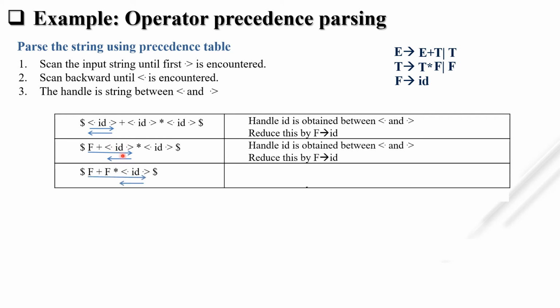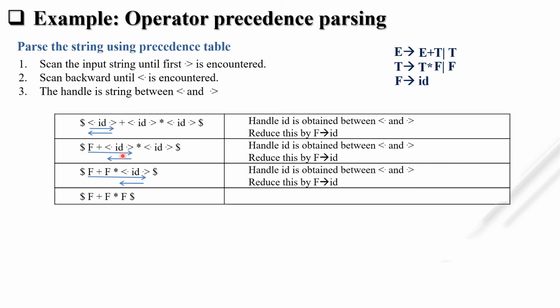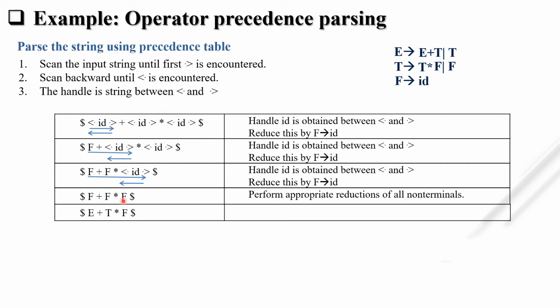Similarly we do for this last id, we reduce with f. Now the next is we have to perform appropriate reduction of all non-terminals. So we have to replace this f with e. We can replace f with first t and with e. So we directly replace this f with e and this f with t, and this f we don't have to replace. So we have to perform appropriate reduction of all non-terminals.